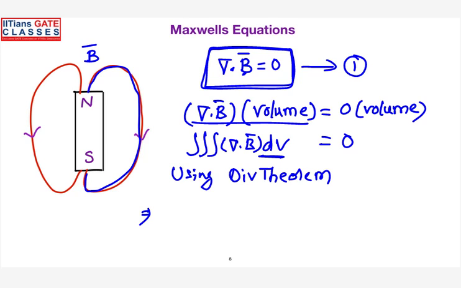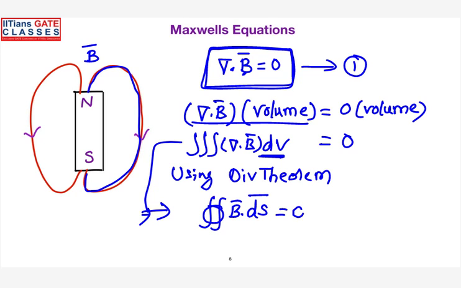Because what the divergence theorem says is that every closed surface is associated with a finite volume. So the volume integral is converted back to a surface integral, something like this: double integral B dot dS, provided the surface has to be closed. That will be equal to 0. So this is a Maxwell's equation in integral form.